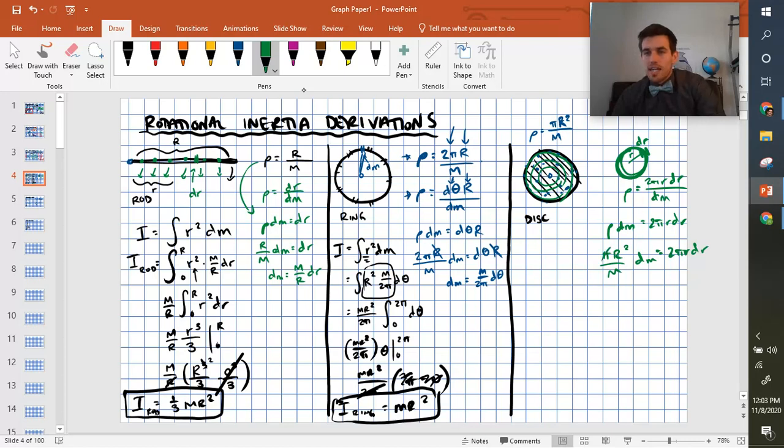Let's see, my pi's cancel, so let's just get rid of those right now. And I can multiply both sides by M over R squared. So I get dm equals 2r times M dr all over R squared. Okay, I'm not actually satisfied with how I separated my variables out. So let's get 2M over R squared times r dr. That's a little bit better because now I have all the constants collected.